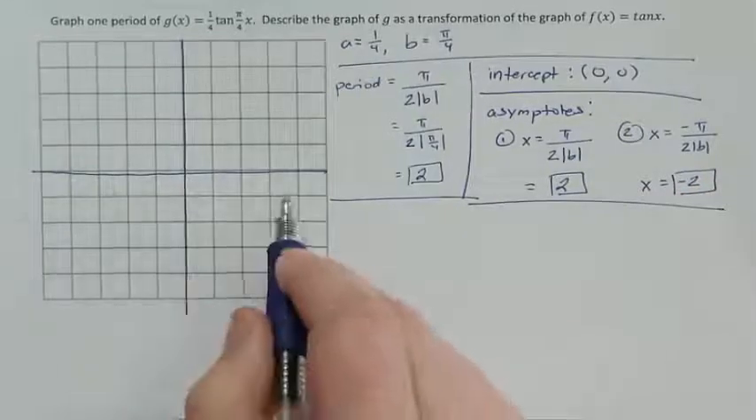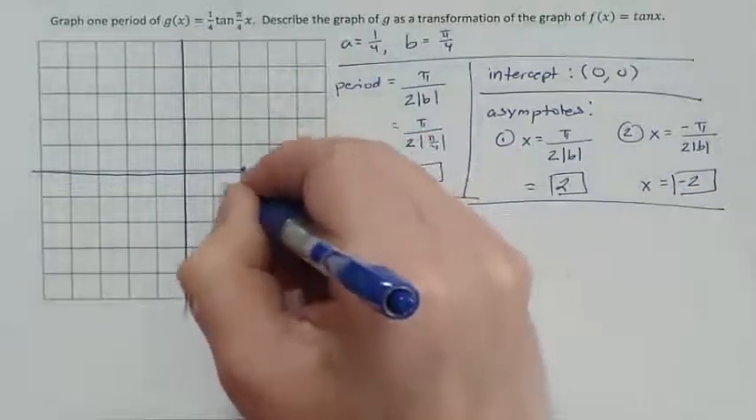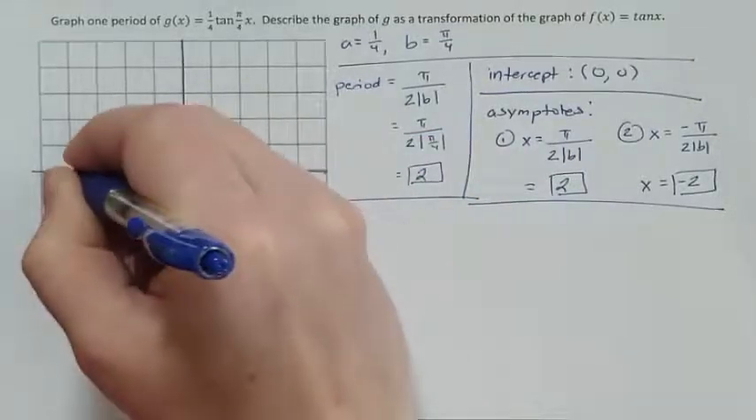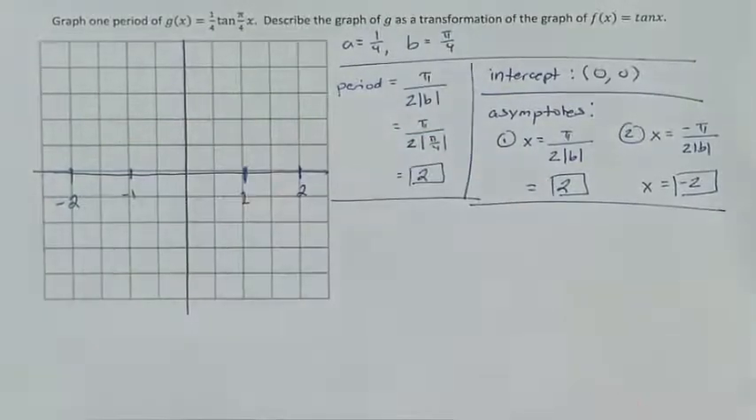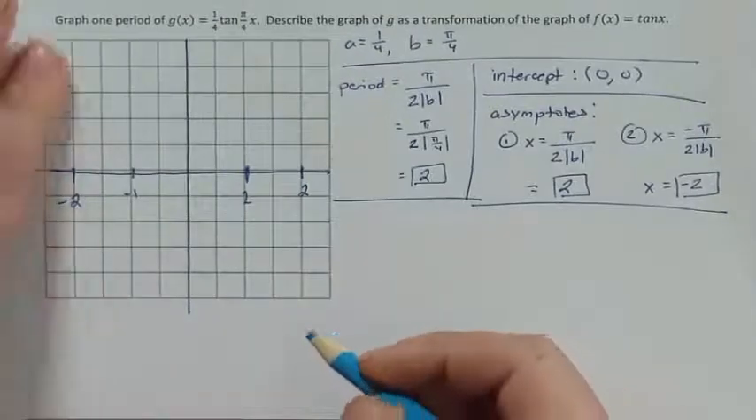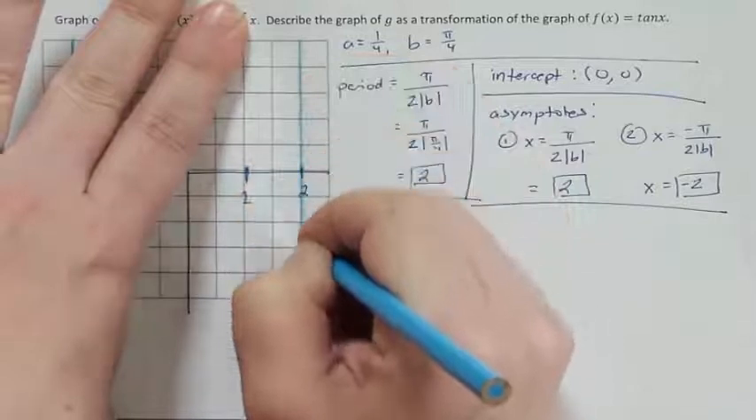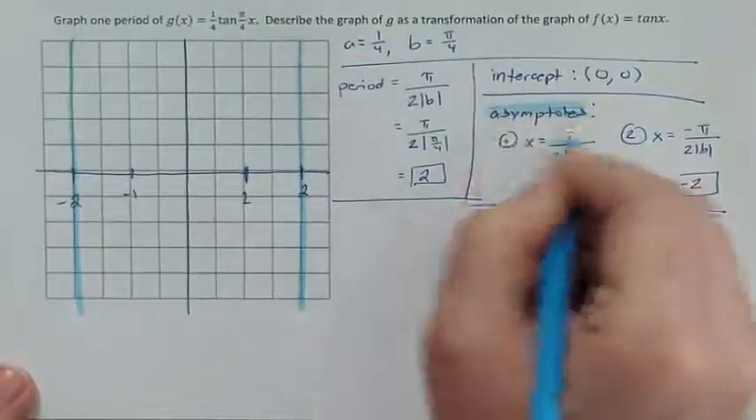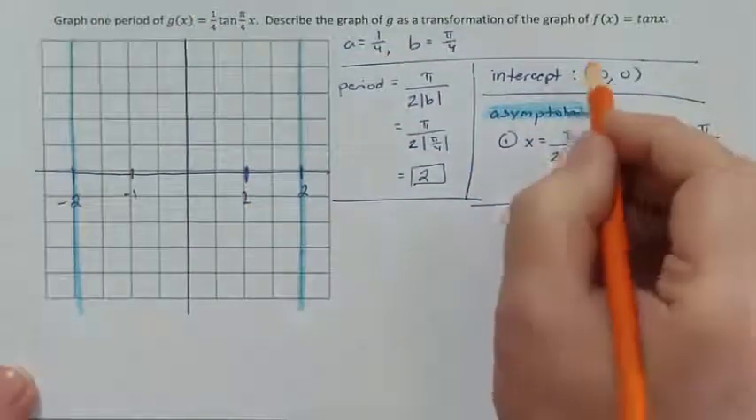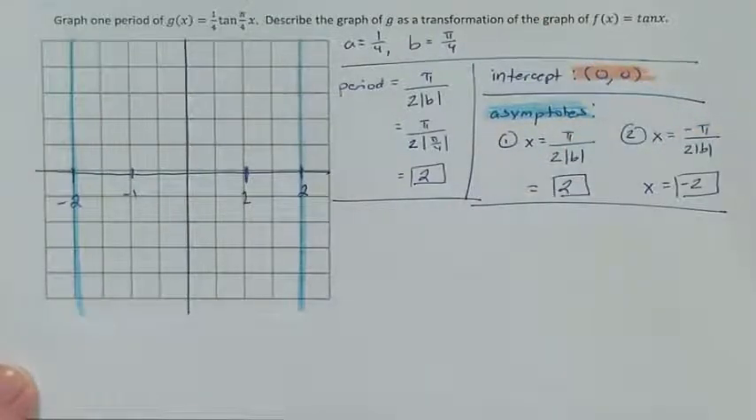So let's go ahead and graph these. So 1, 2, negative 1, negative 2. My asymptotes are at negative 2 and positive 2. Those are my asymptotes. I know where my x-intercept is. My x-intercept is right here at 0, 0.